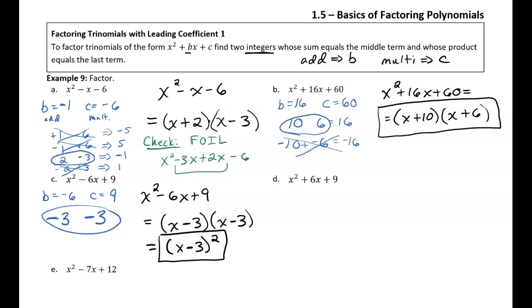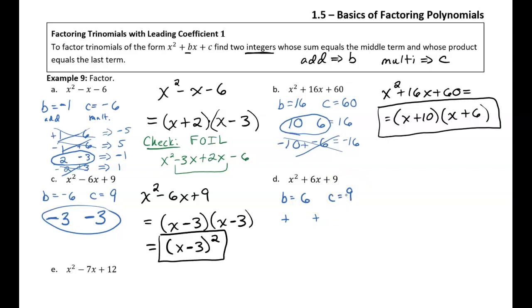One more. Example D. We have x squared plus 6x plus 9. So similar numbers. Our b value this time is a positive 6. Our c value is a positive 9. So that's telling me something. The signs are helping me to eliminate some possibilities and concentrate on others. Because I multiply to give me positive, and when I add them, they're both positive, I know both of my numbers should be positive.